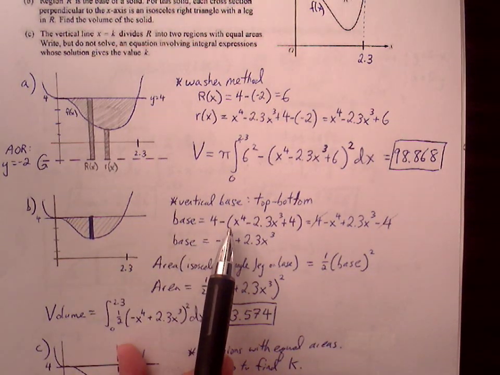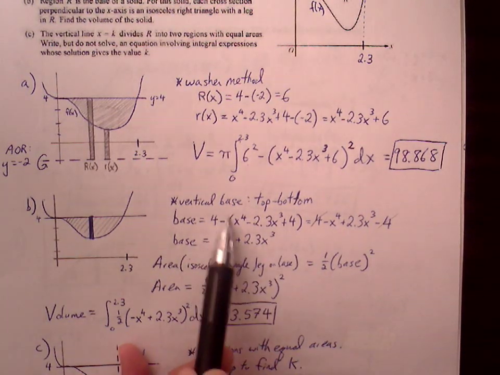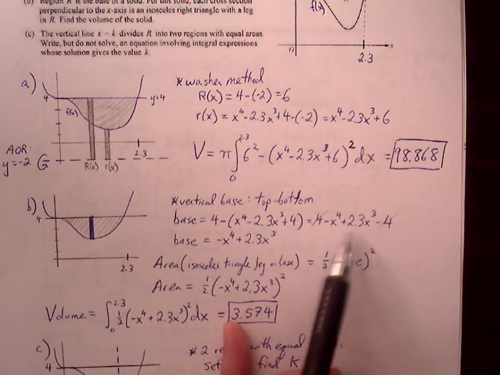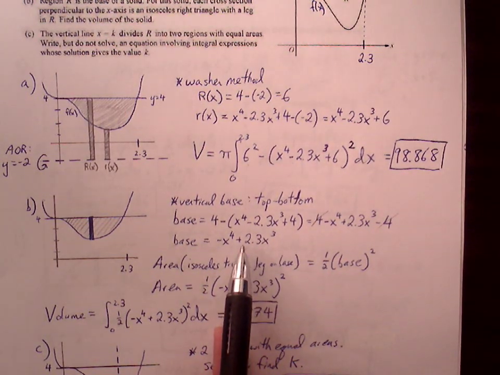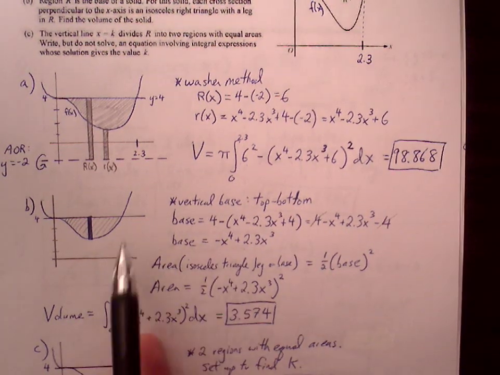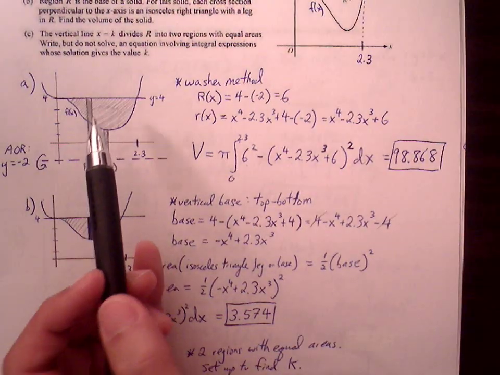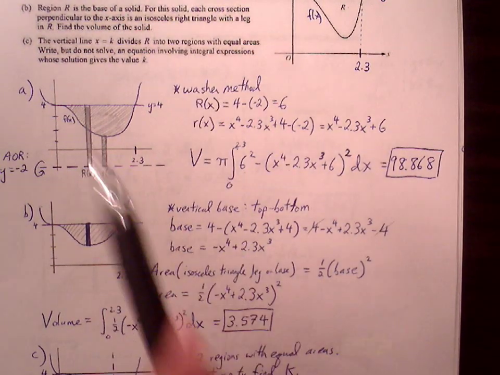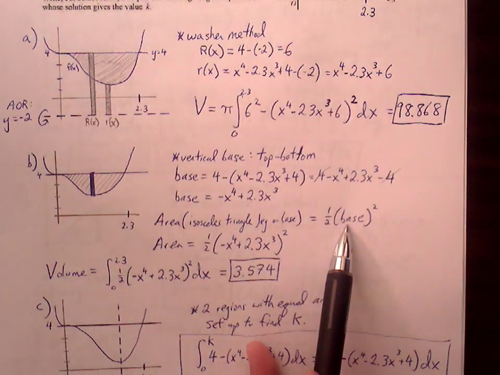Careful that you put parentheses around your polynomial as a way to remind you that the negative has to distribute through. Once the negative distributes through, the 4's cancel out. We're left with negative x to the 4th plus 2.3x cubed. That's our base length, that's our base expression. But we have to put it into some area formula because we're building a specific shape on top of this flat surface. The shape that we're building is an isosceles right triangle with a leg on the base. So that formula is 1/2 base squared.